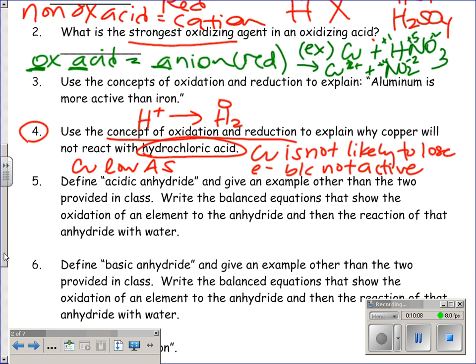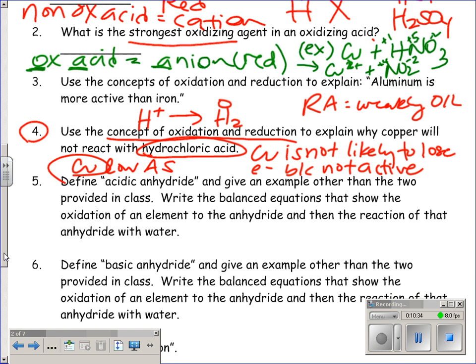Well, who's the stronger reducing agent? Who's the weaker oxidizing agent? Who's the weaker reducing agent? So weaker reducing agent means it's weakly going to be giving away electrons. So if copper's not willing to give it up, then it can still happen. Okay, that's essentially what it means. It cannot react with hydrochloric acid.